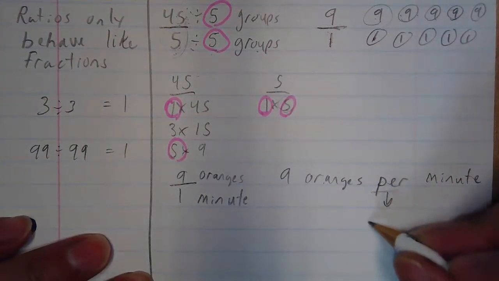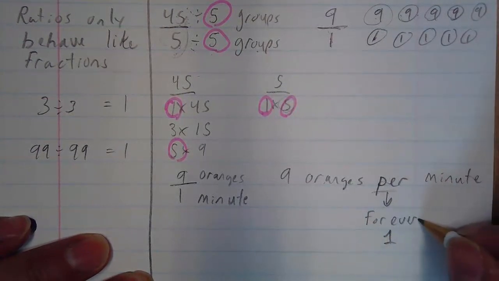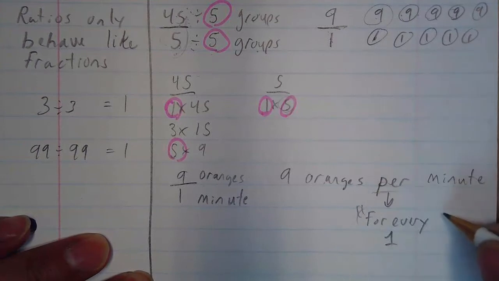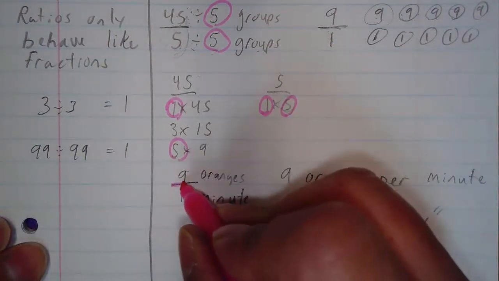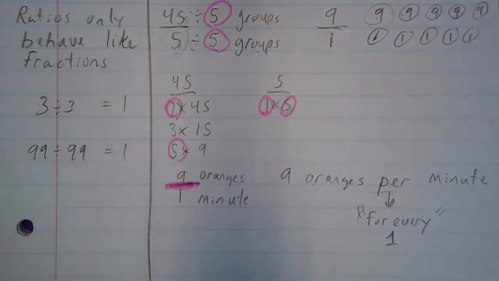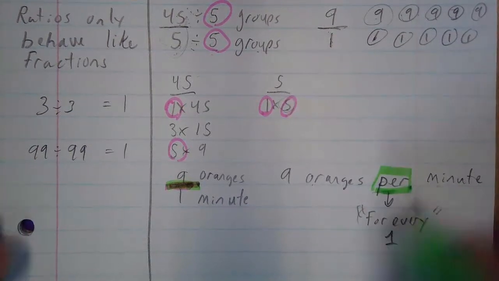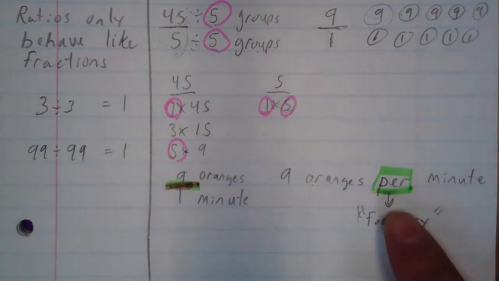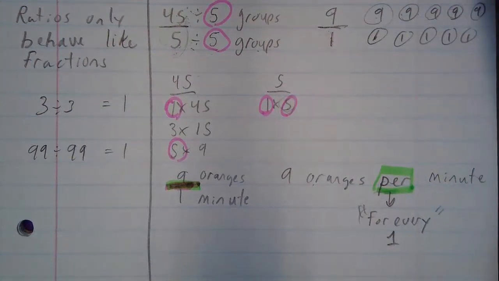9 oranges for every 1. For every 1. Goes together. So, you know what? Let me use a different color, because I do have other colors available to me, but I keep using pink. Oh, that's going to look weird, but that's okay. 9 oranges per minute. Per means for every one. And there's your answer. All right. Now I'm going to go ahead and do the Got Its.